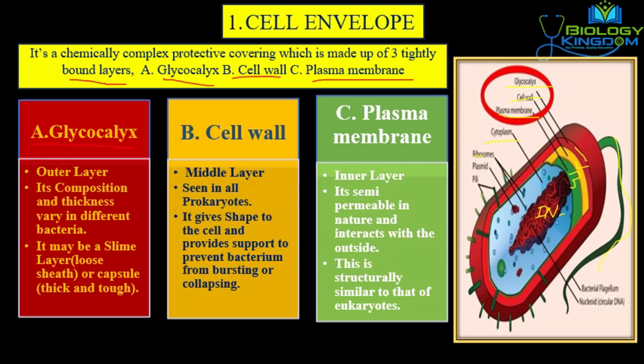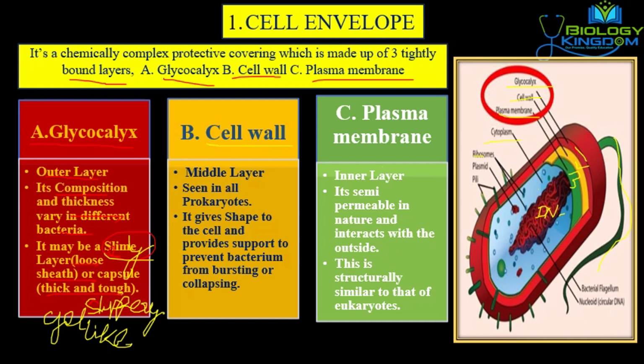Coming to the very first layer, this is the glycocalyx. It is the outermost layer, and its composition and thickness vary in different kinds of bacteria. That is purely dependent upon the bacteria size, shape, and it is a slimy layer. This slimy layer is a loose sheath or capsule which is thick and tough. Due to its slippery, gel-like nature, we call it the slime layer or slimy layer.